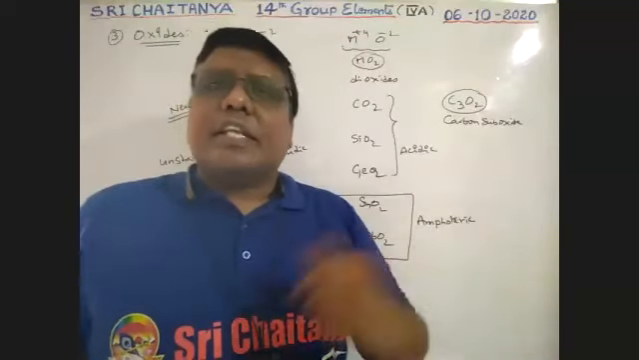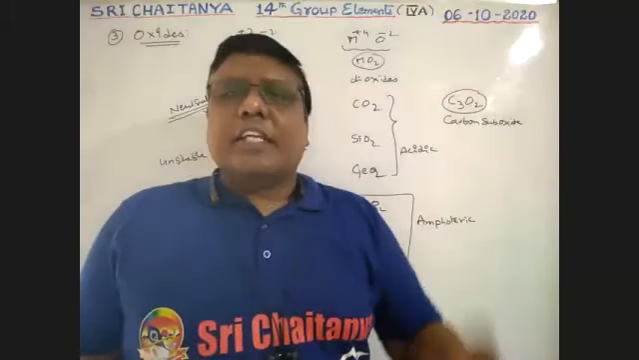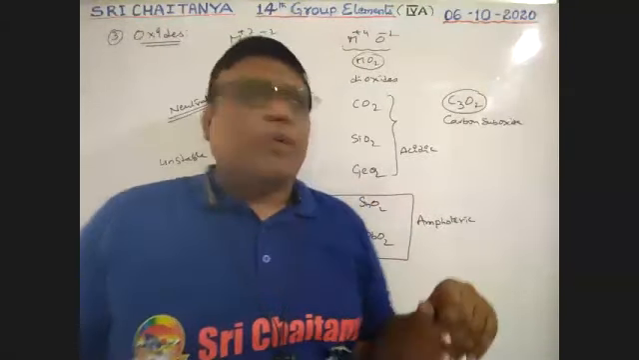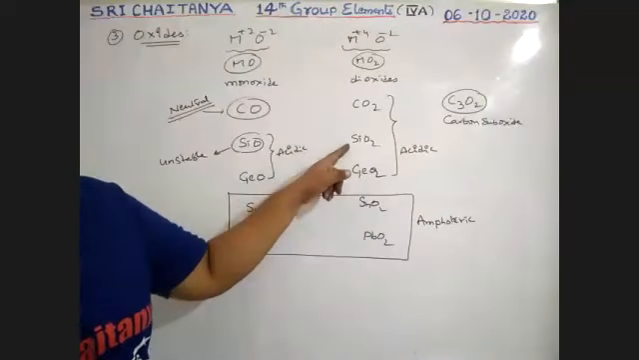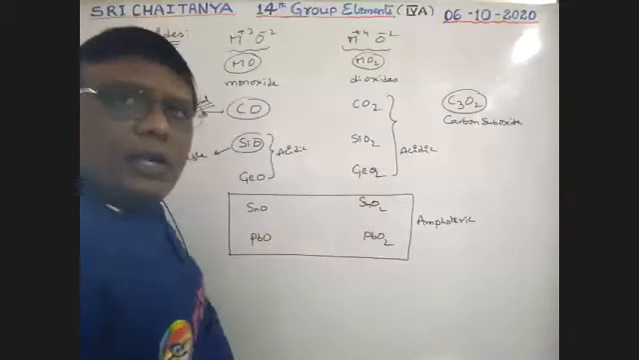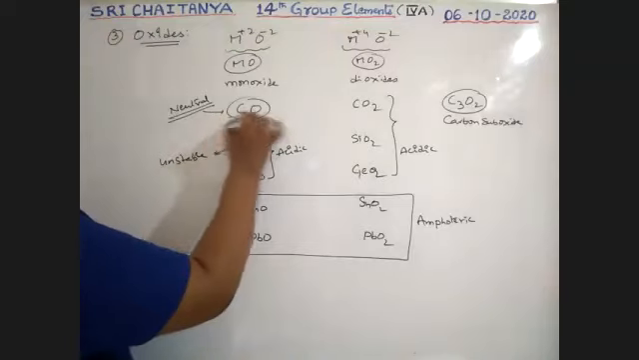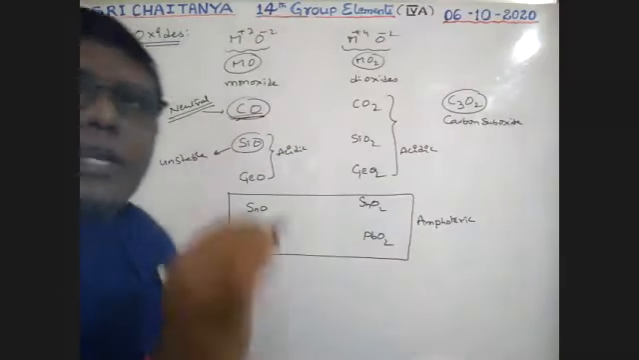Acidic nature decreases because metallic nature increases. The non-metal oxides are acidic in nature. Metal oxides are basic in nature. So that means acidic nature decreases, no doubt, here also, boys. Carbon dioxide is acidic in nature. SiO2 is acidic. But these two are amphoteric oxides. Very, very important, boys: carbon monoxide is a neutral oxide.